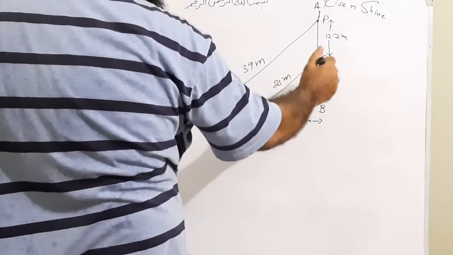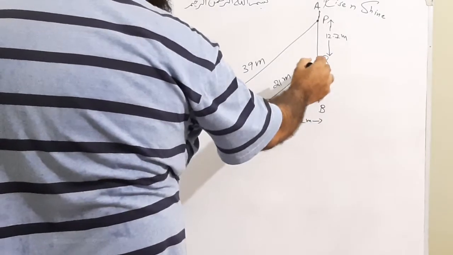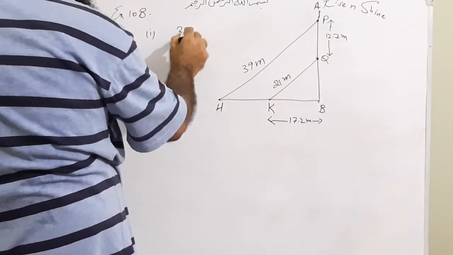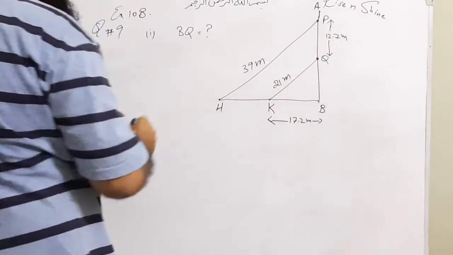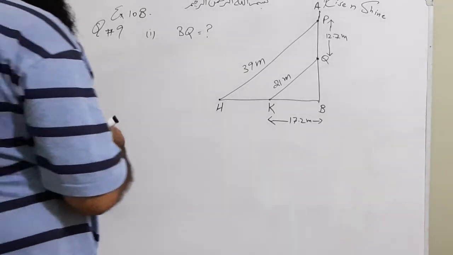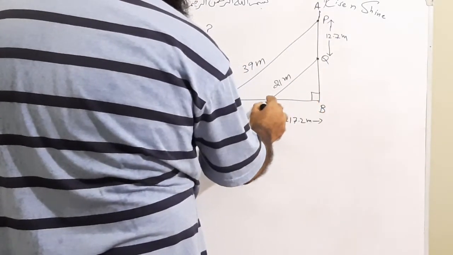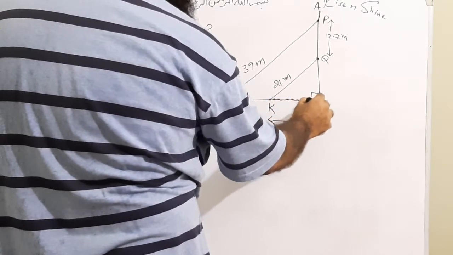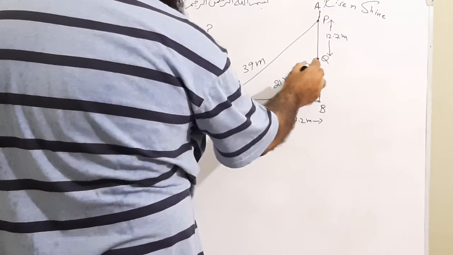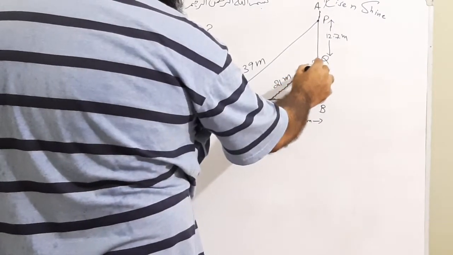Q is mounted here, so its distance from the base, from the ground. So we need to find out BQ. This is the first part. In order to find out the length of BQ, the theme for the first part is that this is vertical from the ground, so this is 90 degrees. We have this side with us, 17.2 meters. We have this side, 21 meters. So we need to find out this side.